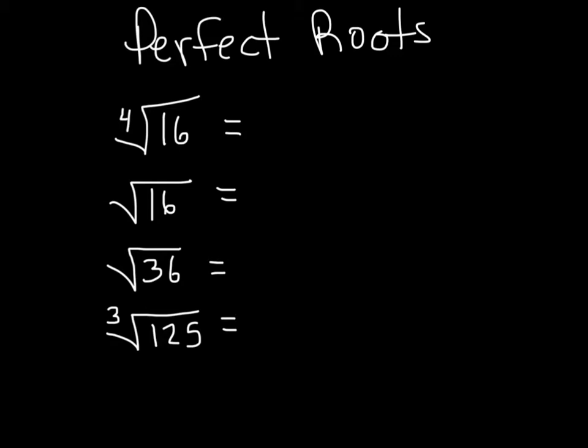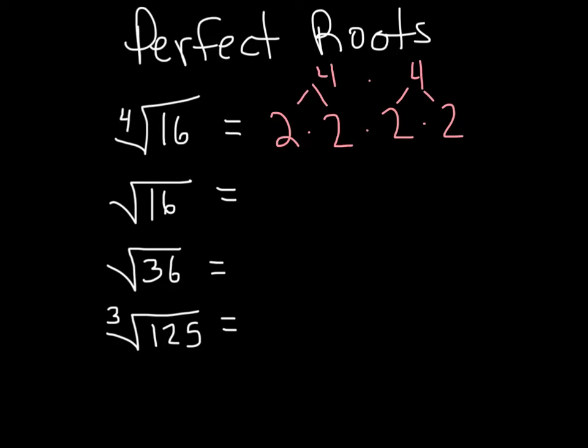So the first thing we've got to know how to do is evaluate perfect roots. So we're looking for, in this first example, what number times itself 4 times equals 16. And it turns out that 2 does, because 2 times 2 times 2 times 2 is 16. We end up with 4 times 4. Whoops, that's not a 4, that's a V. Let me fix that. 4 times 4 equaling 16. So we know that. So what times itself equals 16?